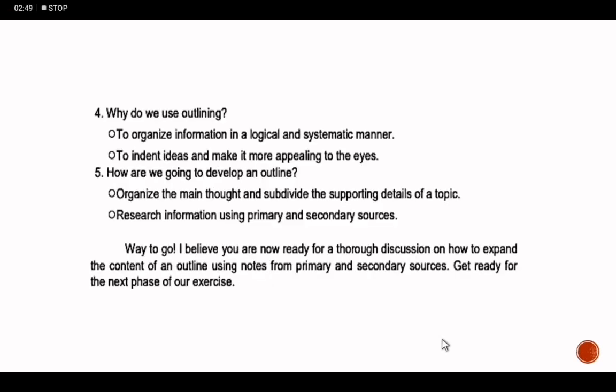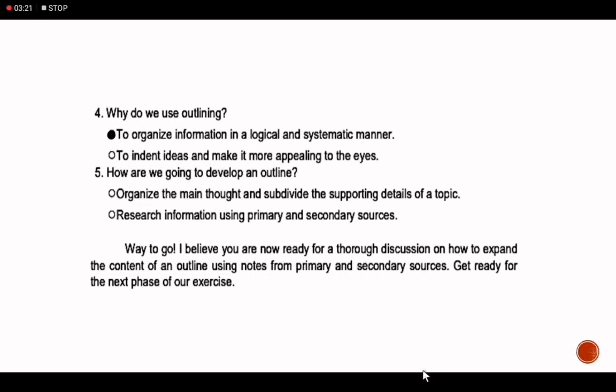Now, why do we use outlining? So this part is very important. The answer: to organize information in a logical and systematic manner. So this is how important learning how to outline is. When we know how to outline, we can organize the information that we have, and our organization of our information is in a logical and systematic manner.